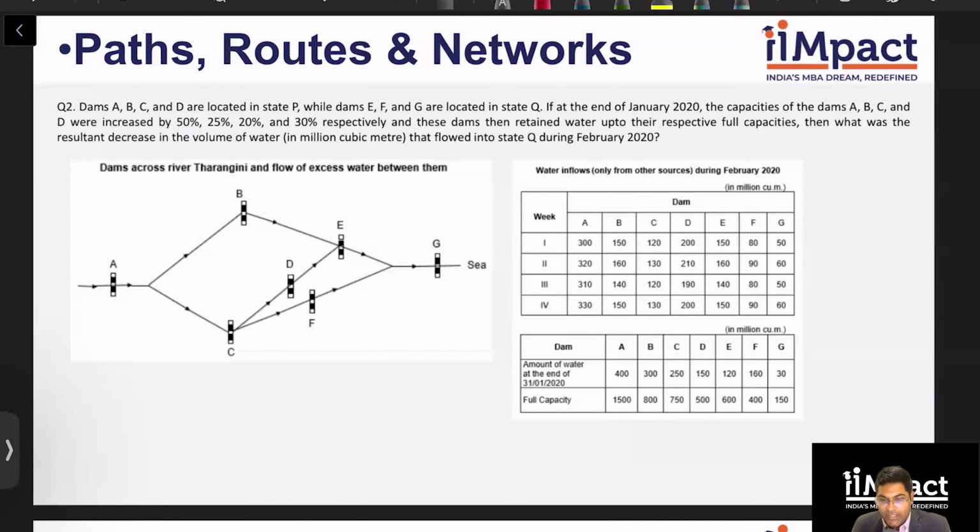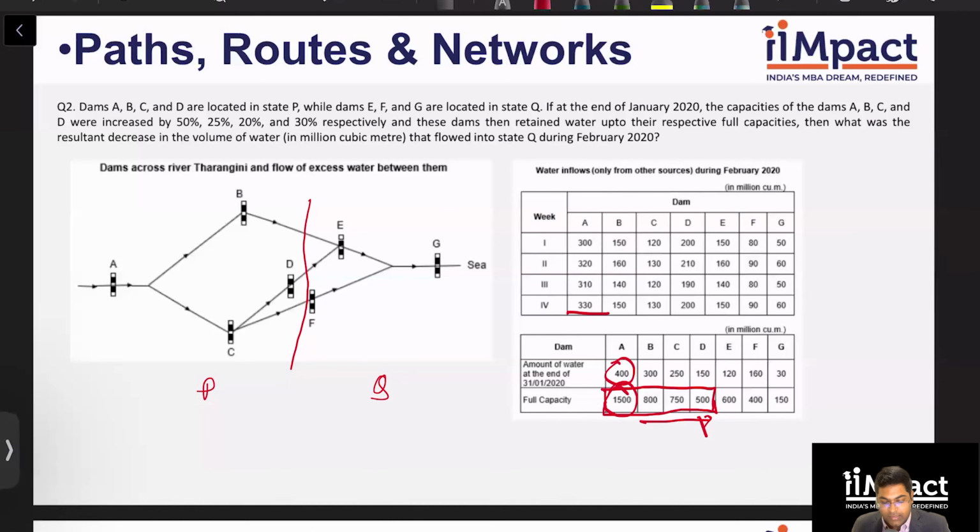Dam A, B, C, D are located in state P. So this gets cut here. This is state P, this is state Q. If at the end of January 2020 the capacities of A, B, C, D were increased by this, I have to essentially revise all of these 4 numbers. And these dams then retained water up to their respective full capacities. So I have to take this sum, add with this, see if the increased capacity is giving any sort of overflow or not, and do the same for all of them.